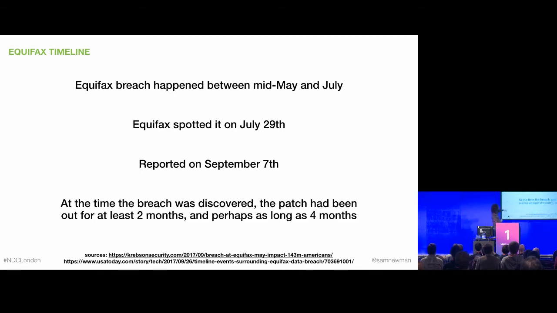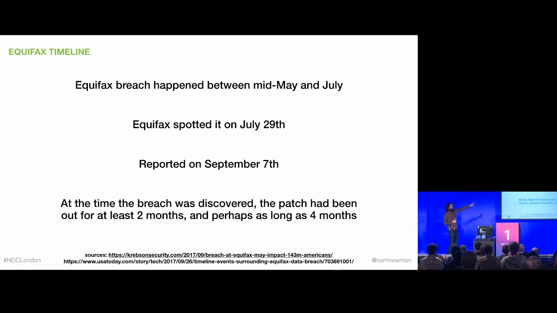So by the time they found this defect, between the patch being issued and the data being stolen, it was anywhere from a 2 to a 4-month window. So if they'd applied that patch anywhere in that 2-month window, they definitely would have avoided this problem altogether. They didn't, and so they ended up testifying before Congress.